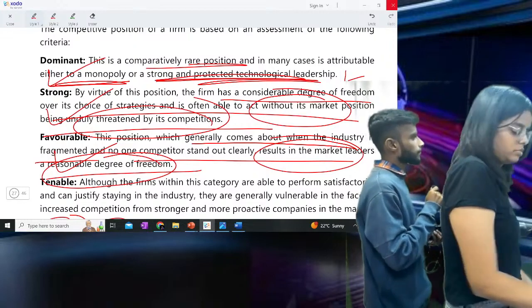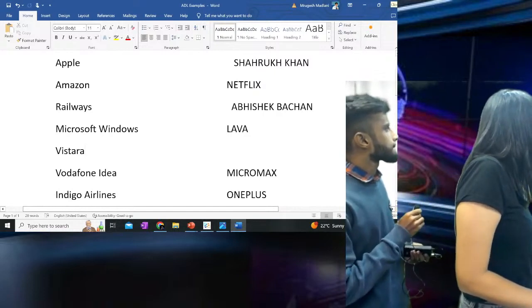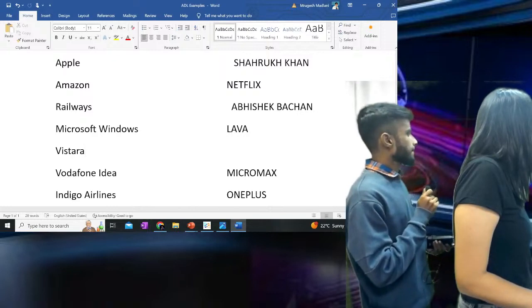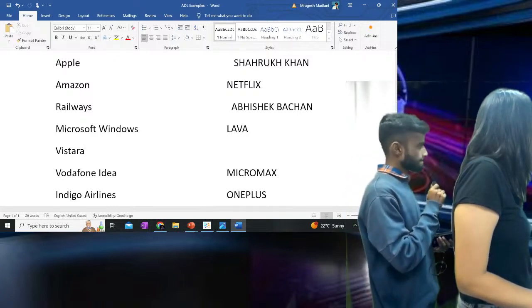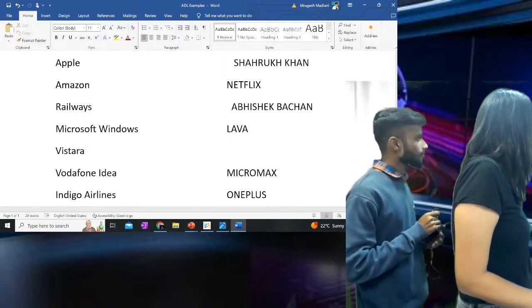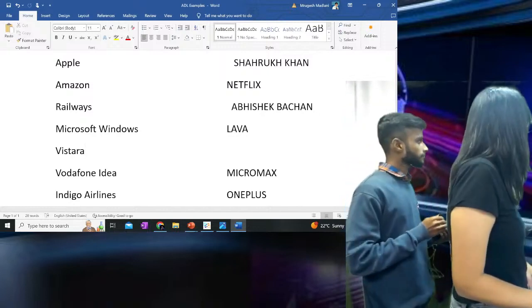Who can make their own strategy? They don't care about what is happening. Apple doesn't care. Very true. Since years, many people have 10,000 phones, 20,000 phones. Apple, 1 lakh rupees, we will not reduce the price. If you want, you can buy. We will not reduce. Right there, Apple. Too good. They don't care about others.